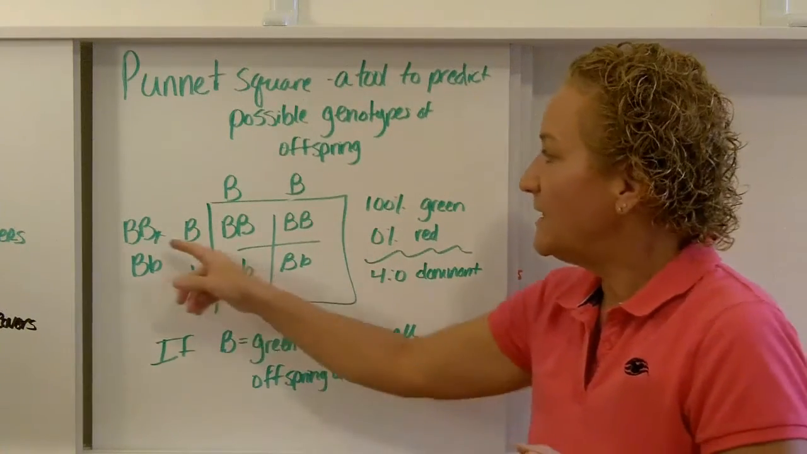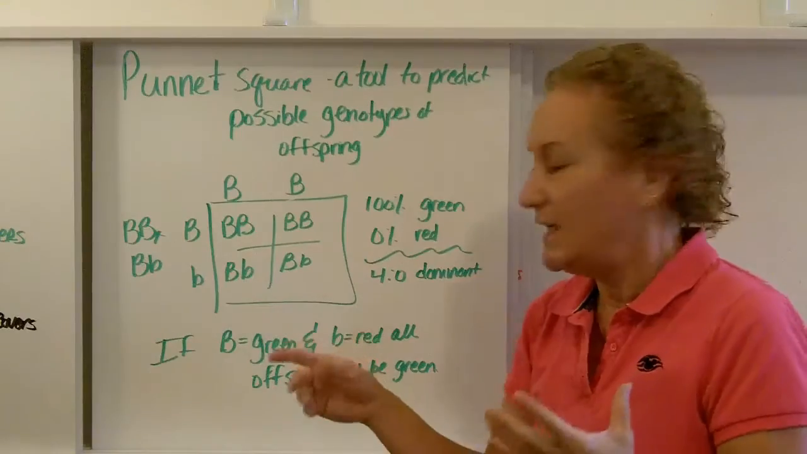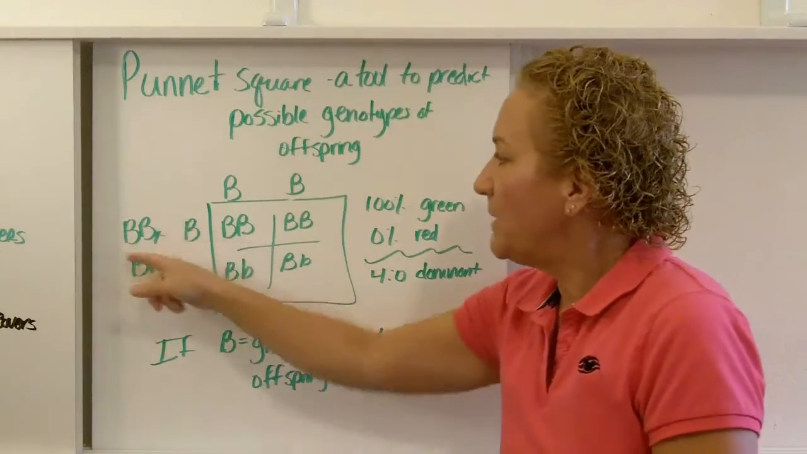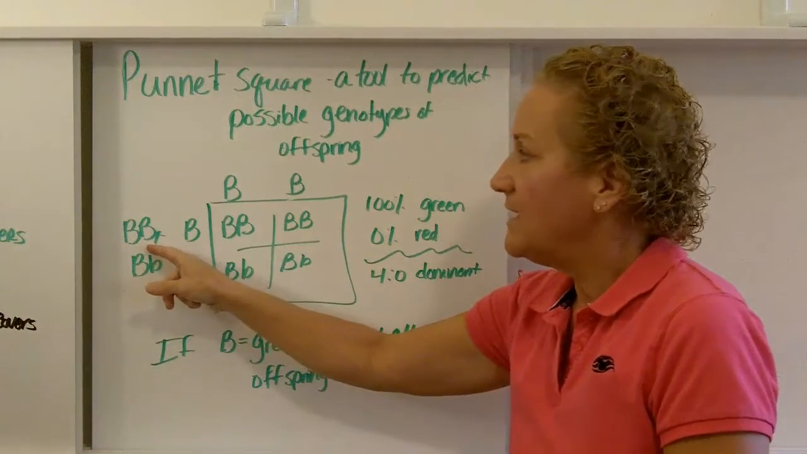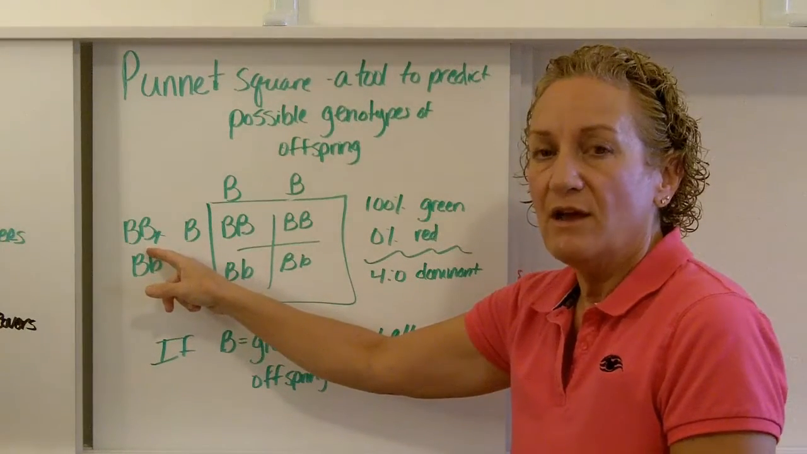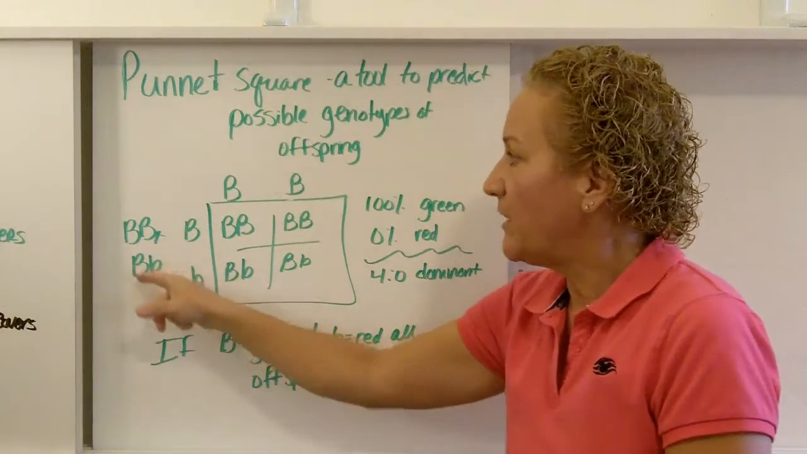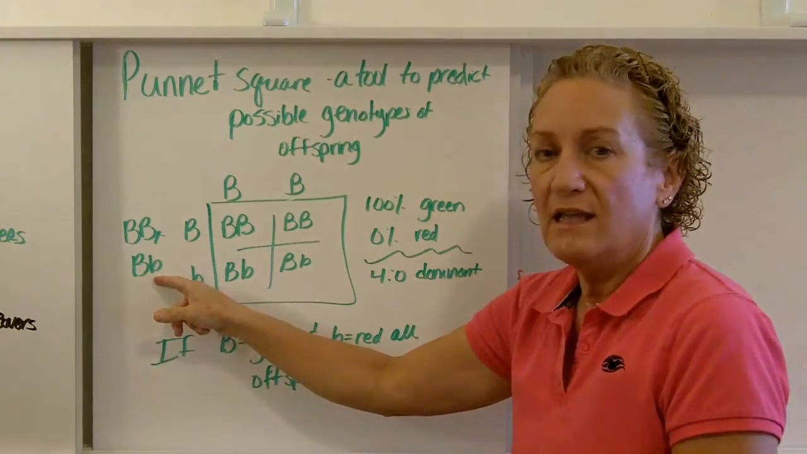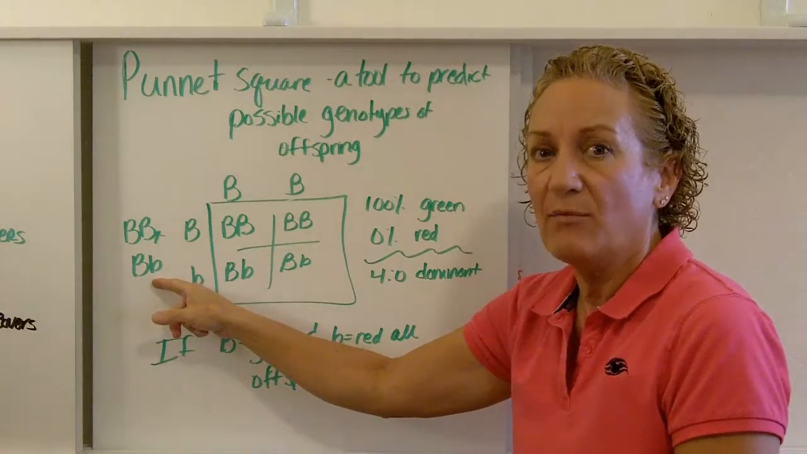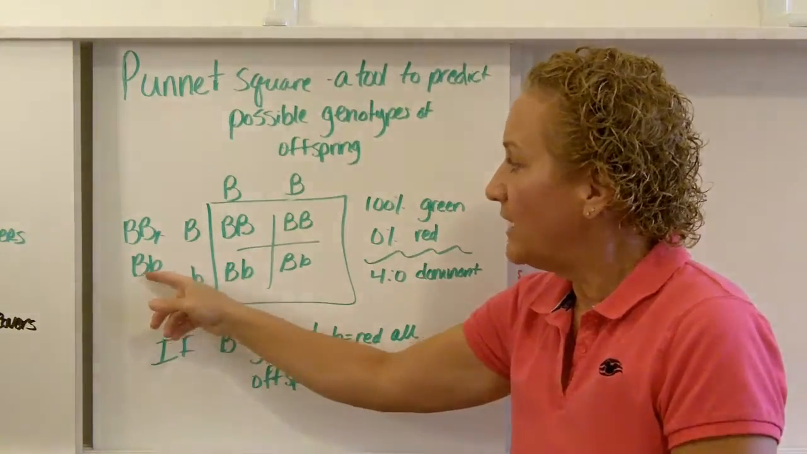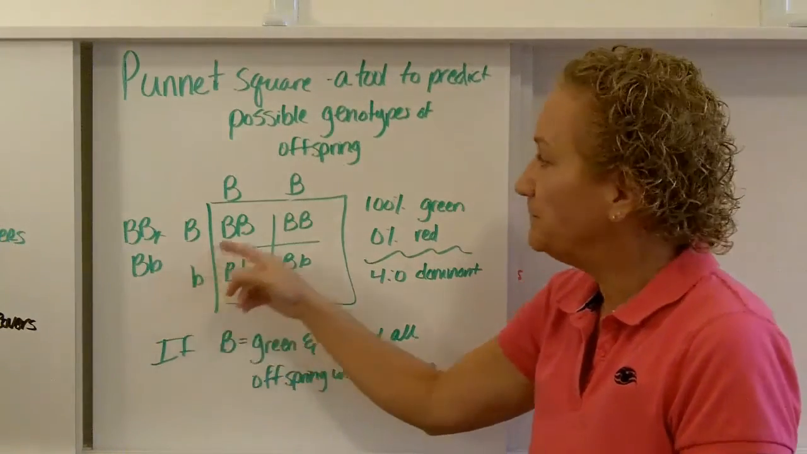So let's say that uppercase B means an object is green and lowercase means it is red. So this parent, the uppercase, is a purebred. It's homozygous and it's going to look green. This parent, uppercase, lowercase, is heterozygous. It's a hybrid and it's going to look green. Why? Because the uppercase B hides the lowercase b.